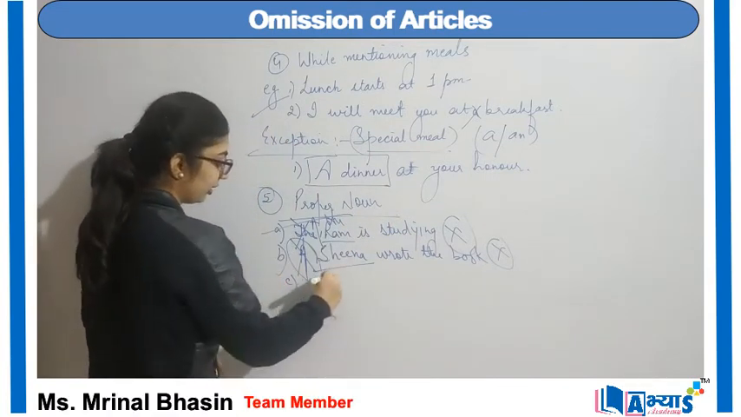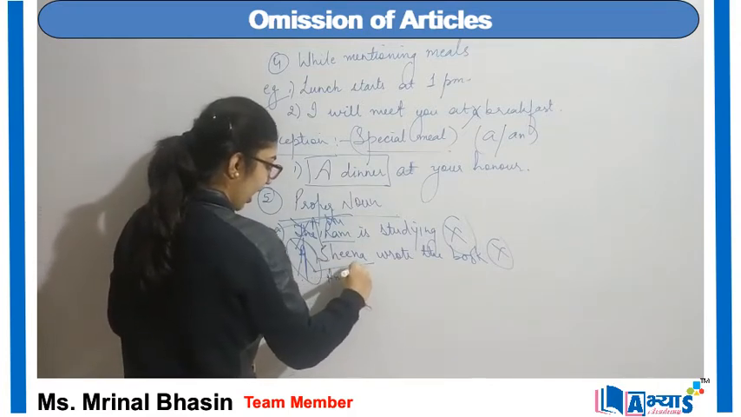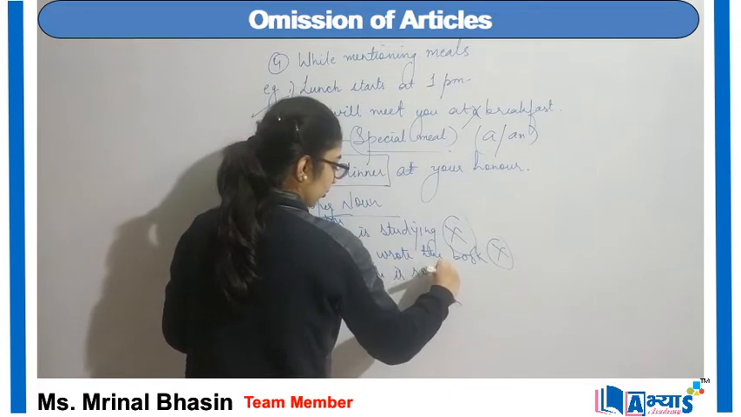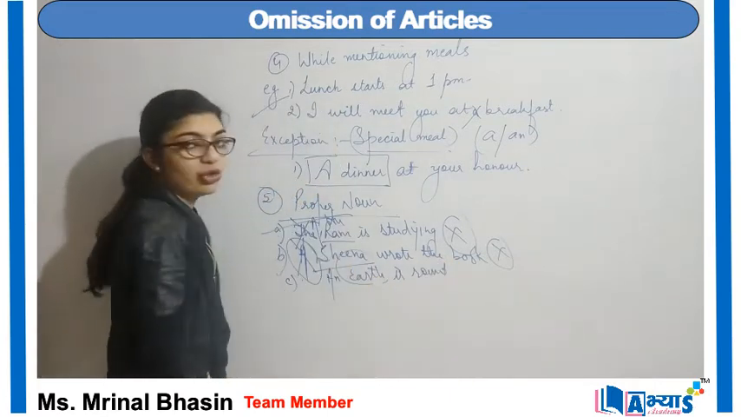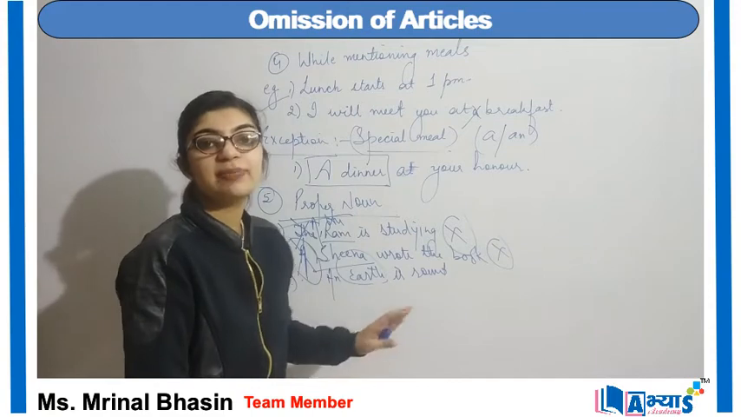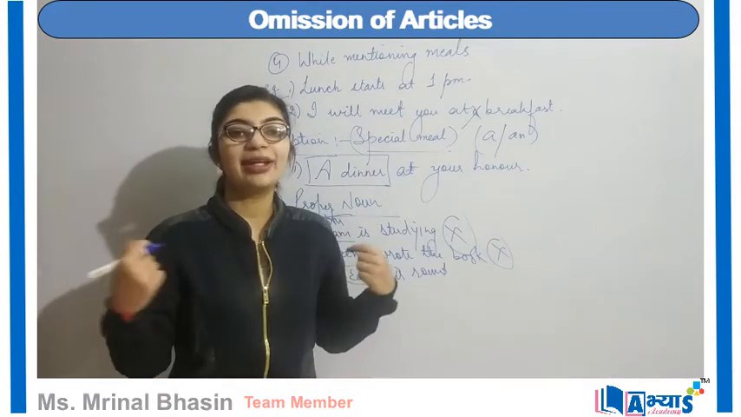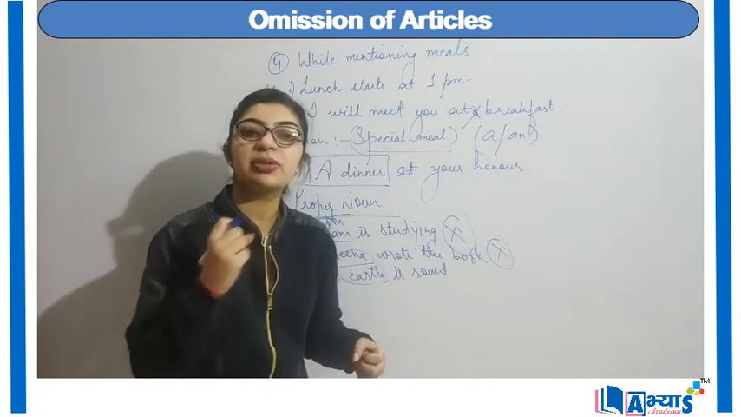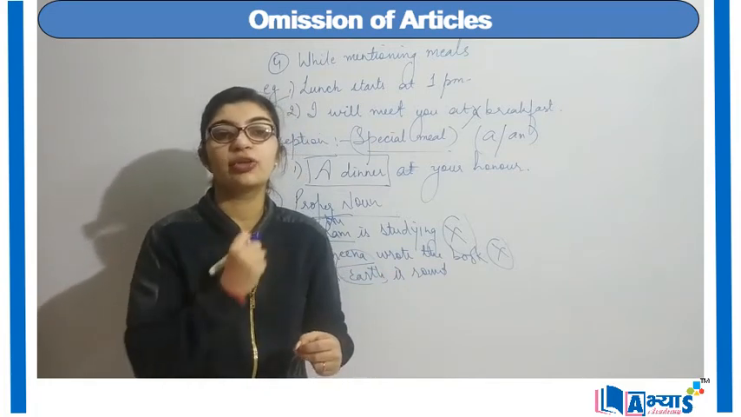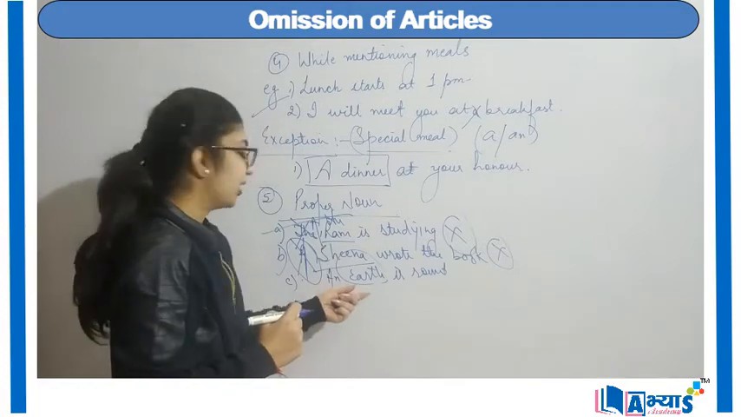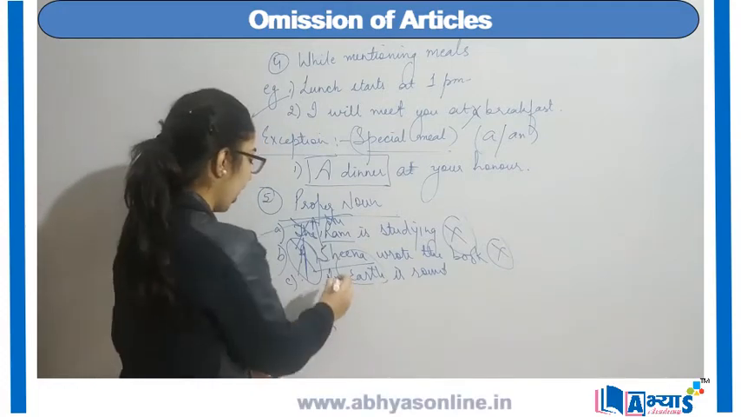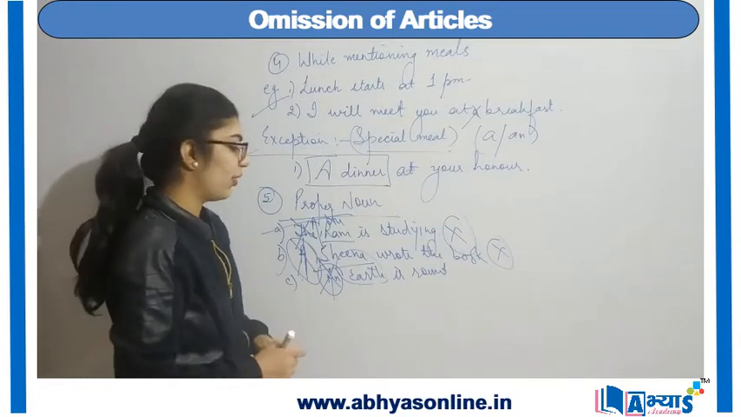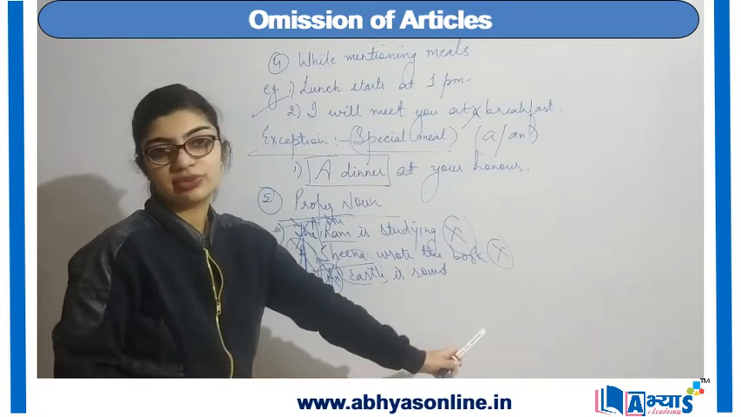I say, "An earth is round." Now earth is again a proper noun. Why? Because earth is a part of planet. Planet is not a proper noun, but out of planets, if I choose a particular planet like Earth or Jupiter or Mars, then that becomes a proper noun, and before a proper noun I do not use article a or an. So, "Earth is round," correct?